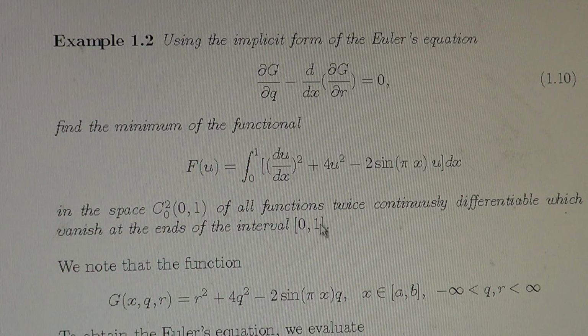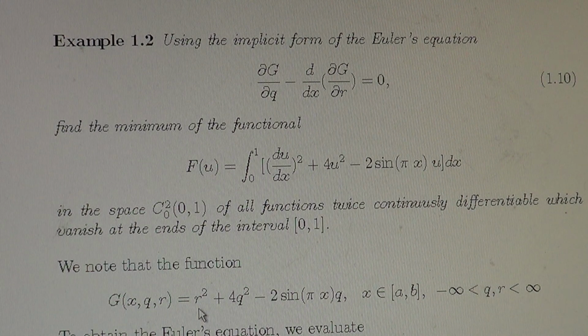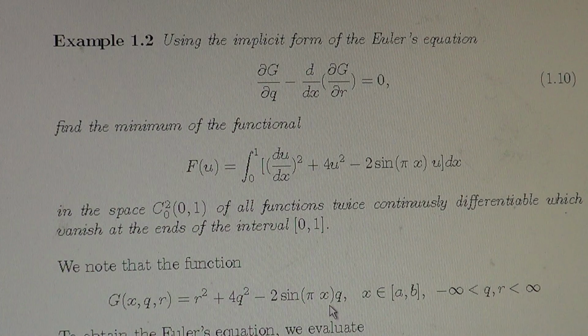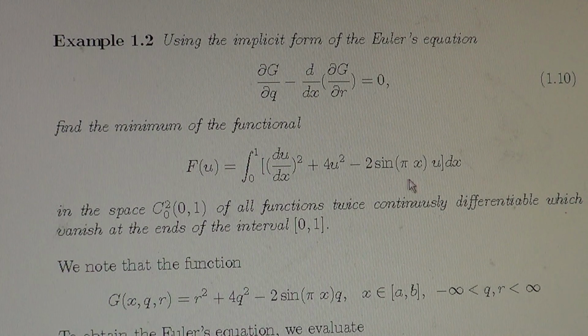This example is very similar to the previous one, where 4 stands for this function sigma of x and sin pi x stands for the given function f of x. We note that the generating function for this functional g of x, q, r equals r square, where r stands for the derivative, square plus 4q square, where q stands for u square, and minus 2 pi x q, which stands for that coefficient 2 sin pi x u.